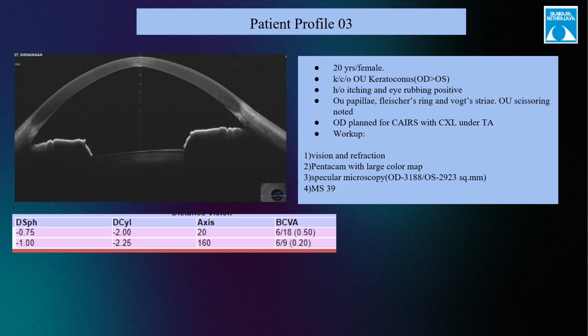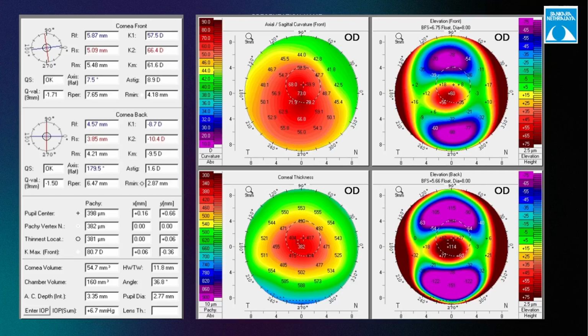Let's move on to the third patient. She was a 20-year-old female who was a known case of both eye keratoconus, right eye worse than the left eye. There was a history of itching and eye rubbing which was positive. Both eyes were having signs. The right eye was planned for CAIRS with CXL. For the same patient, please note, the sphere was minus 0.75, cylinder was minus 2 at 20 degrees. The best corrected vision for this patient was 6/18.